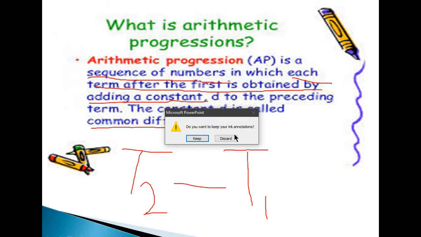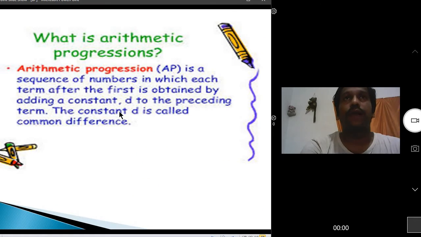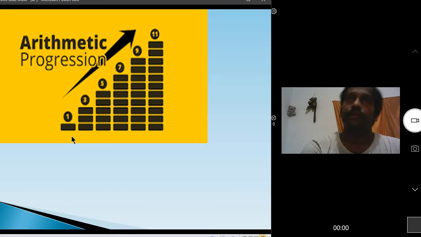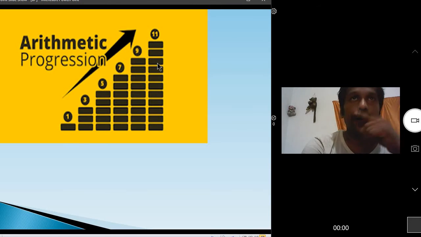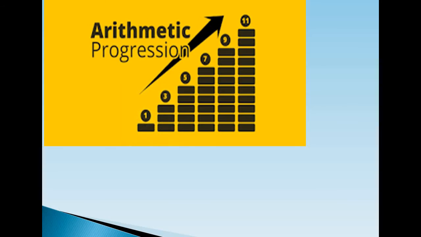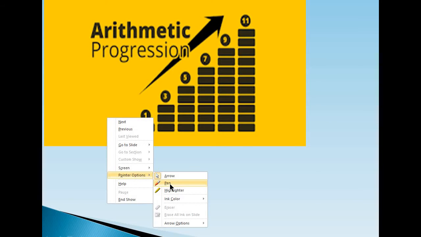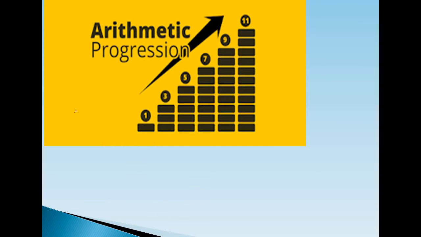Now after that, this one example I would like to show you from here. See this, in this graph, it is increasing. It is called increasing AP. What is that increasing AP? See, it is increasing only in this direction. It can be decreasing also.